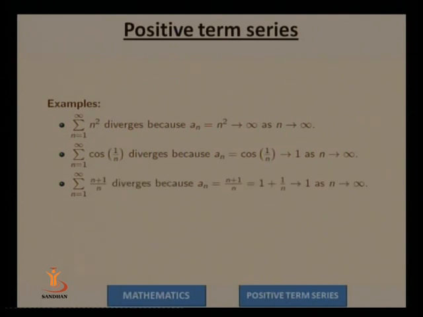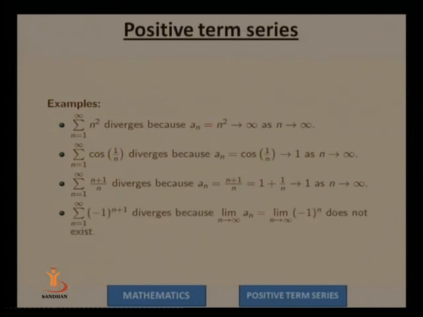Next is the summation n equals 1 to infinity of (n+1)/n. This is again a divergent series because a_n equals (n+1)/n, that is the same as 1 + 1/n, and if we take n tends to infinity, 1/n tends to 0 and that limit a_n goes to 1, that is again not equal to 0, and so the summation of (n+1)/n diverges again.